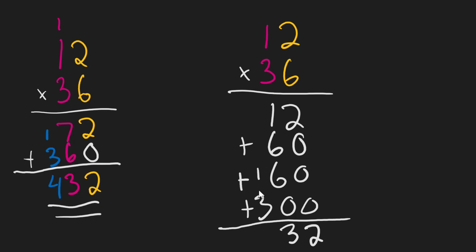And then 1 plus 3 is 4, and we once again get 432. And so you see that there's two different ways of doing it. You can pick your favorite, whichever way you like, but ultimately pick one, stick with it. This is how we multiply two-digit numbers together.